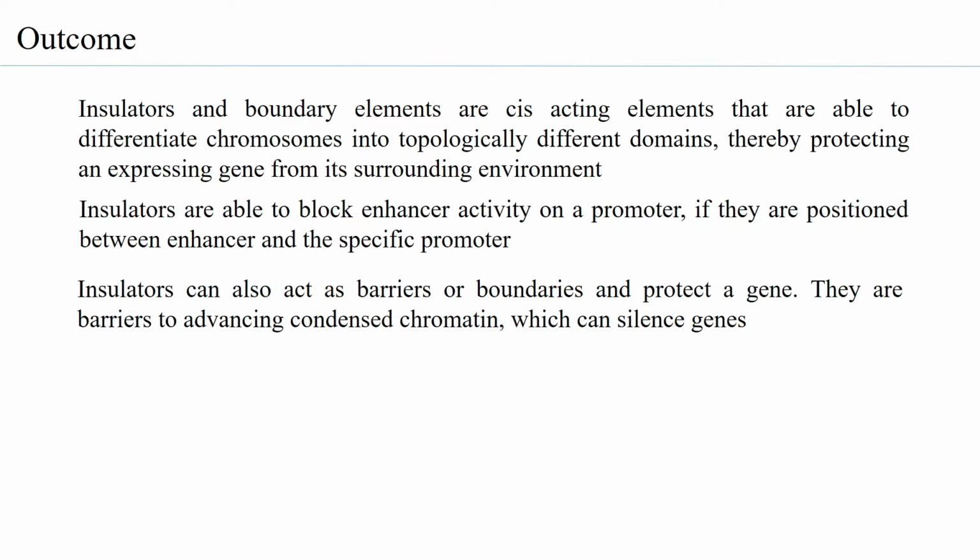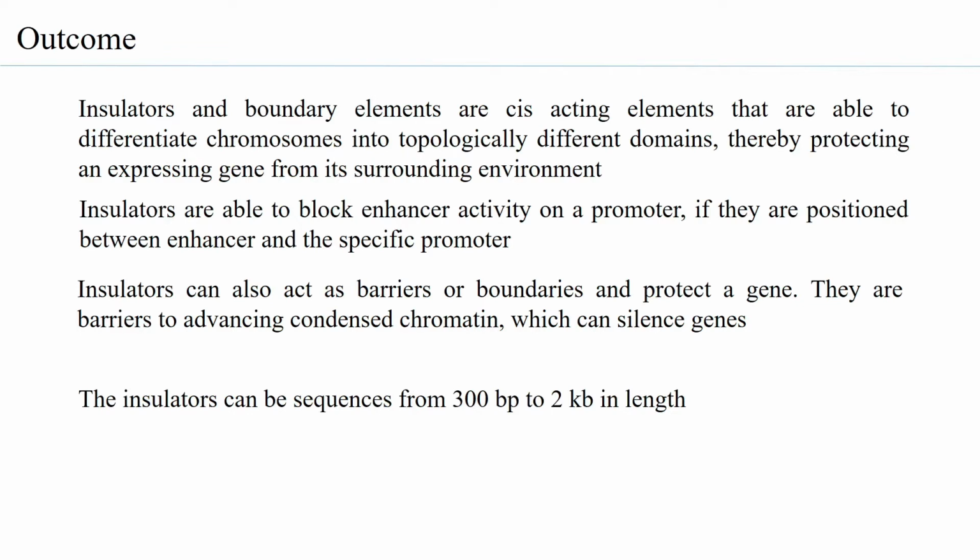Insulators can also act as barriers or boundaries, and they can protect a gene by forming boundaries around it. They are barriers to advancing condensed chromatin. We all know that highly condensed regions in the chromatin are called heterochromatin. And if the heterochromatin tries to condense the euchromatin region, any unique gene present in the euchromatin region will get silenced because it is being converted into heterochromatin. This conversion of euchromatin into heterochromatin is prevented by the presence of these boundary elements.